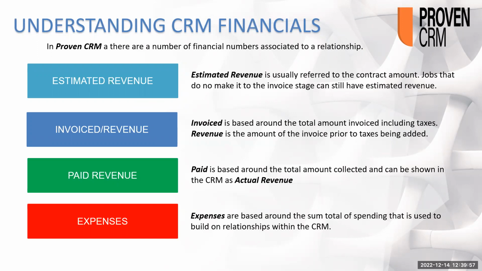so you can see what you estimated versus what you've actually invoiced for. Now, when we look at actual invoiced versus revenue, invoice is based on the total amount invoiced, including the taxes. Revenue refers more to the amount prior to taxes being added. Then we have our paid revenue, paid being the amount that we've collected, and that being displayed as actual revenue within the CRM. And finally, we get to that expenses area where we can define our expenses based on the total sum of spending that we're using to build our relationships in the CRM. We're taking individuals out to lunch. We're dropping off gift baskets.